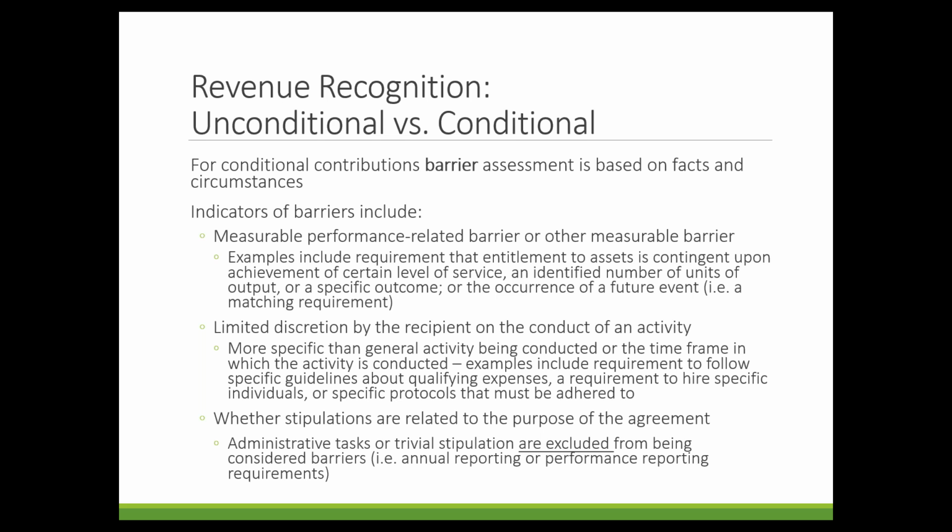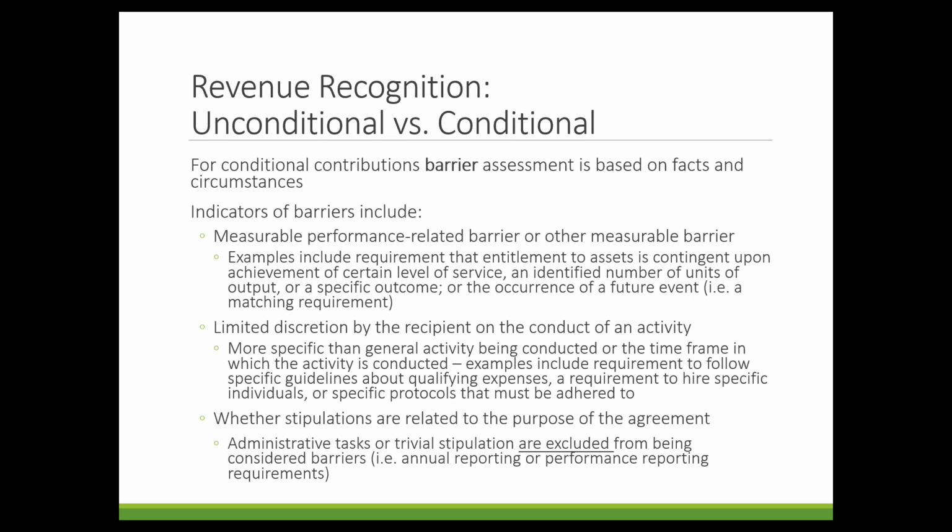Other indicators of barriers are limited discretion on how you conduct the activity. This is more specific than the general activity that is being conducted by the recipient or the time frame in which the contribution must be used. Those are donor-imposed restrictions. Examples would be a requirement to follow specific guidelines about qualifying allowable expenses, a requirement to hire specific individuals as part of the workforce conducting the activity, or a specific protocol that must be adhered to.